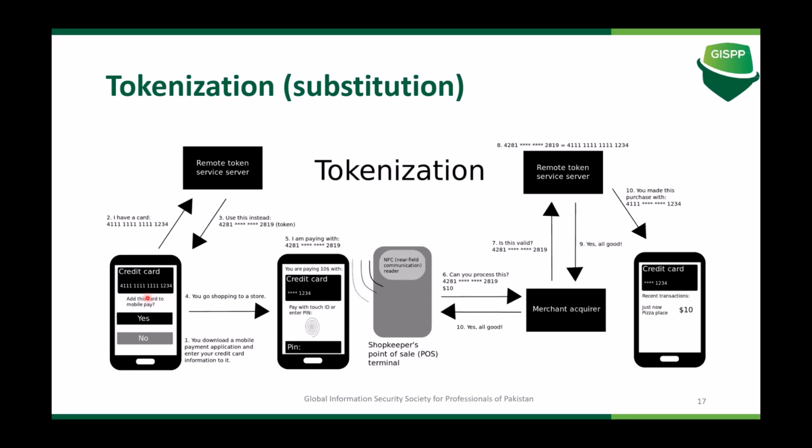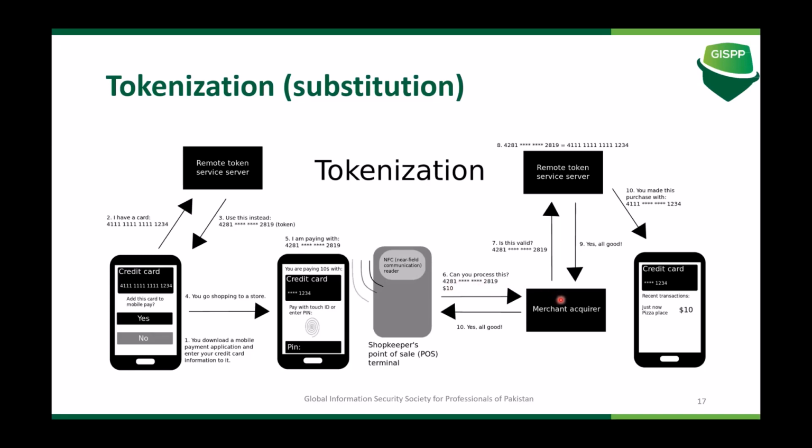Now this application wants to make a purchase. So the application goes to an online shopping store where a credit card is required for the purchase. Instead of the actual credit card number, the token is given for the purchase in lieu of the actual credit card number. So the token number, as you can see, starting with 4821, is being passed over here. And then through near field communication, if you are in a store and paying with your phone, the question is asked, can you process this 4821, which is the token?